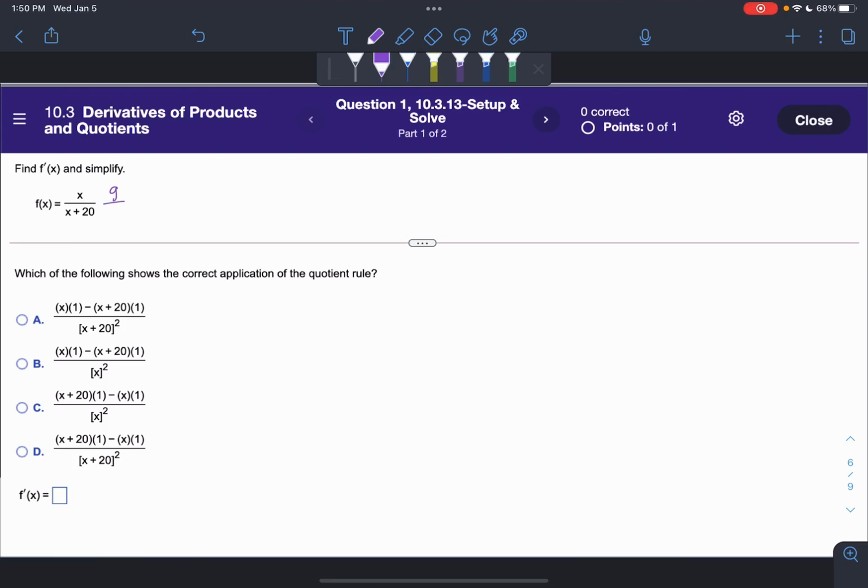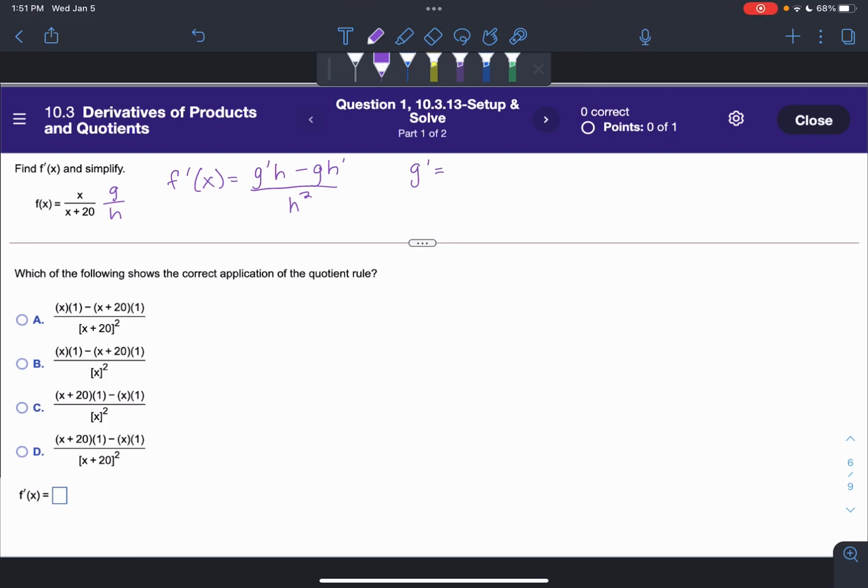I'm going to label it this way, g h. You could write it top, bottom. The letters don't matter. It's something that we're defining, but whatever works for you. So f prime of x is going to be my derivative of the top, so my top function is g prime, times my bottom function h, minus my top function g times the derivative of my bottom function h prime, all over my bottom function squared, so h squared.